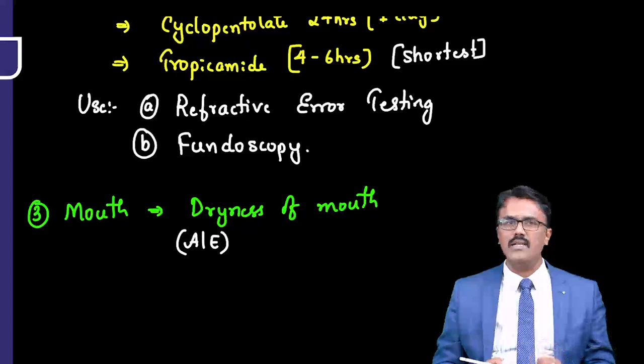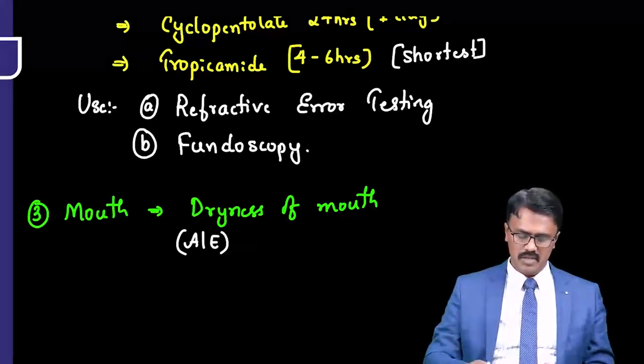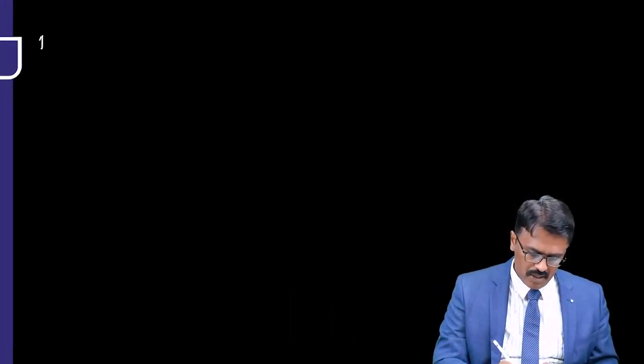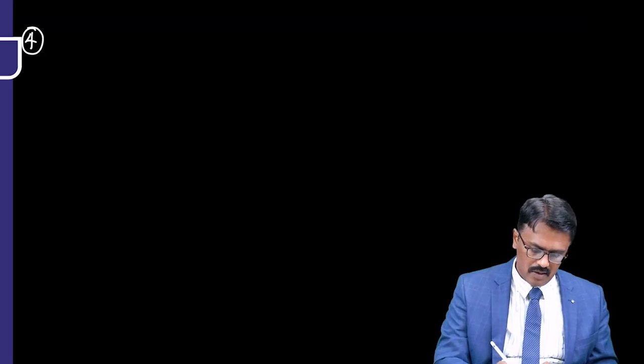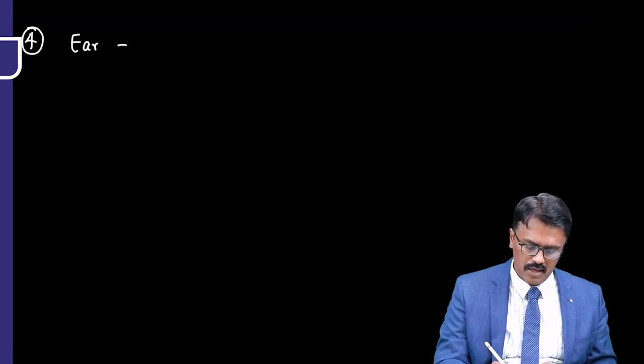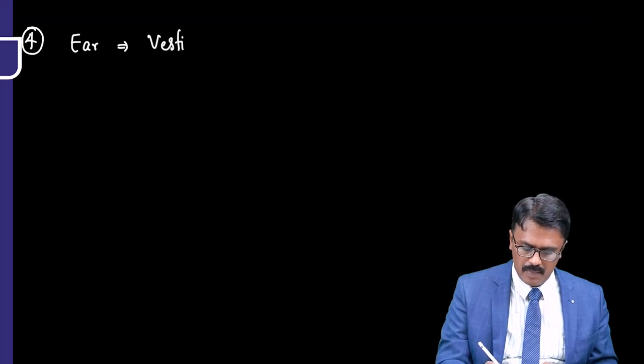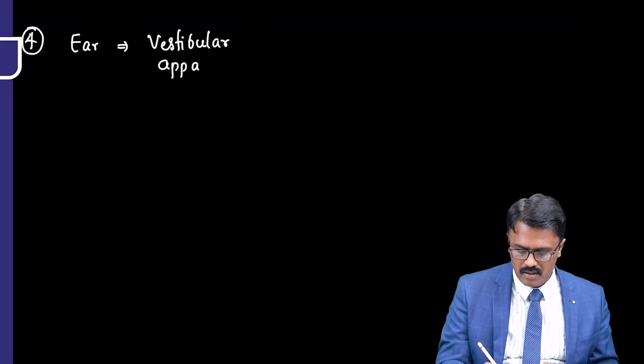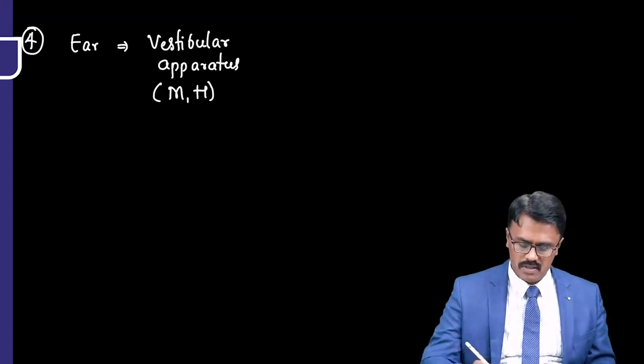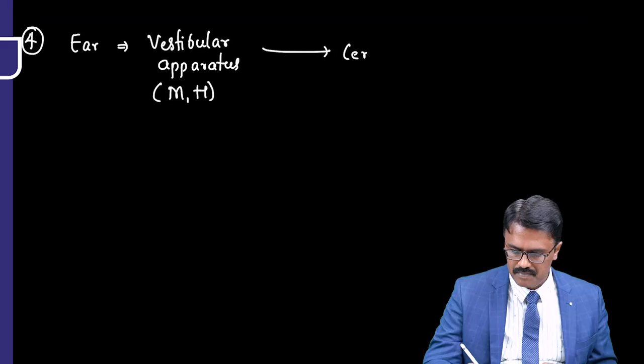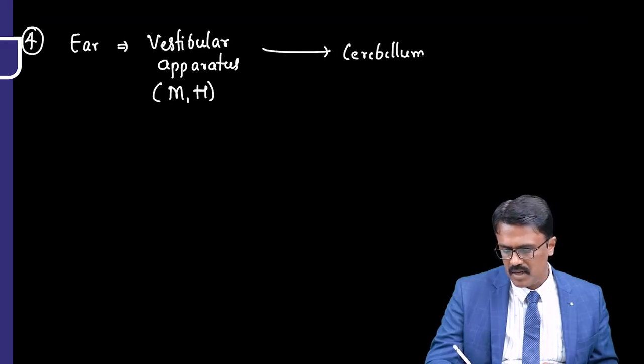Vestibular system also has cholinergic receptors. So let us discuss that. Fourth important is the discussion on the ear. In the ear we have the vestibular apparatus, and it is supplied by the muscarinic as well as histamine receptors. Now this is connected to cerebellum, and from cerebellum it is connected to the vomiting center.